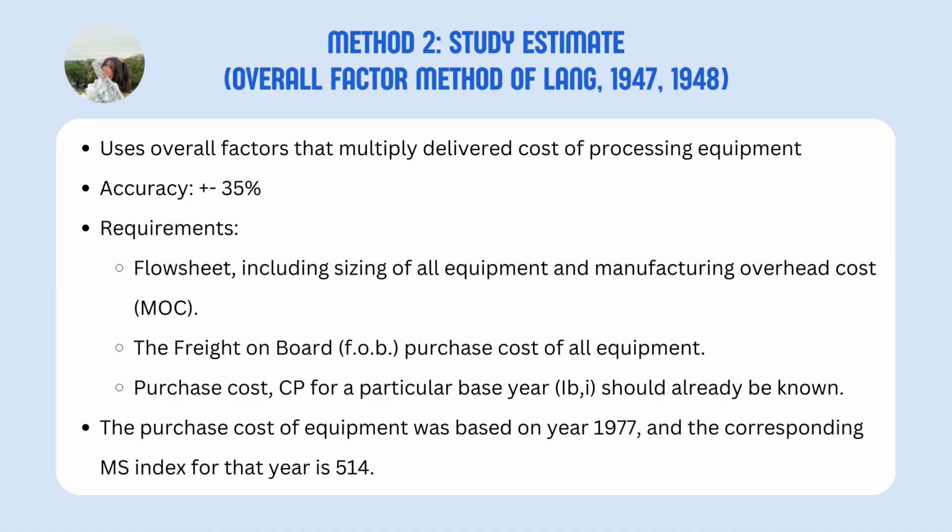Hi everyone, I'm Yee Jun and I will explain method 2. So method 2 is the study estimate, also known as the Lang method. It uses overall factors that multiply the delivery cost of processing equipment. The accuracy is a bit better than method 1, about 35% error.